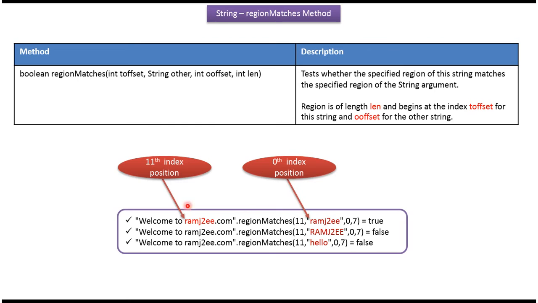Here two regions are matching, so it returns true. Here two regions are not matching, so it returns false. Here two regions are not matching, so it returns false.